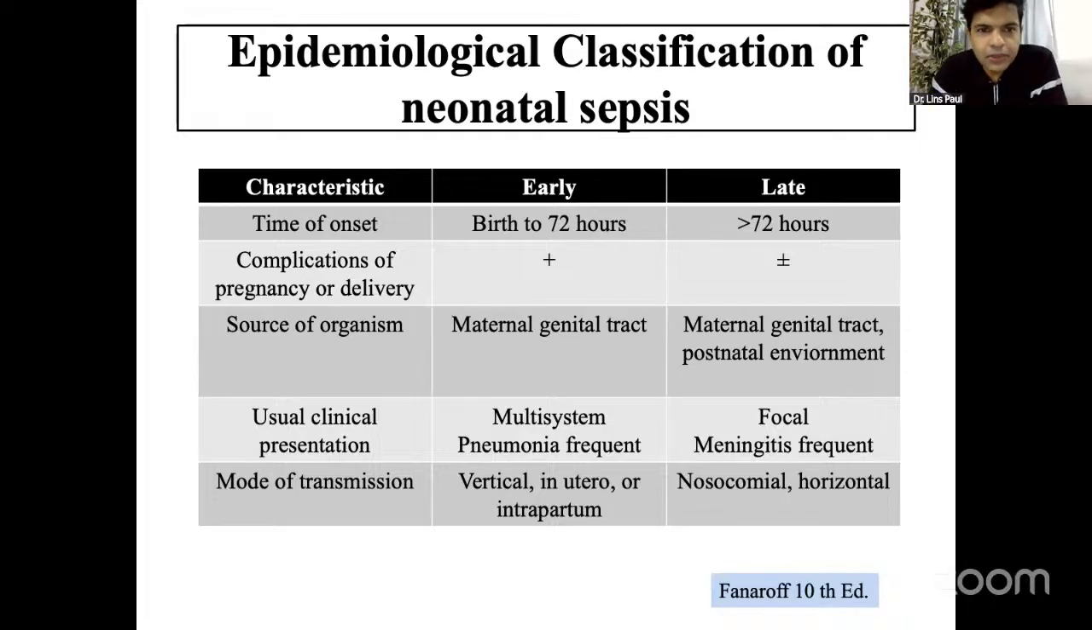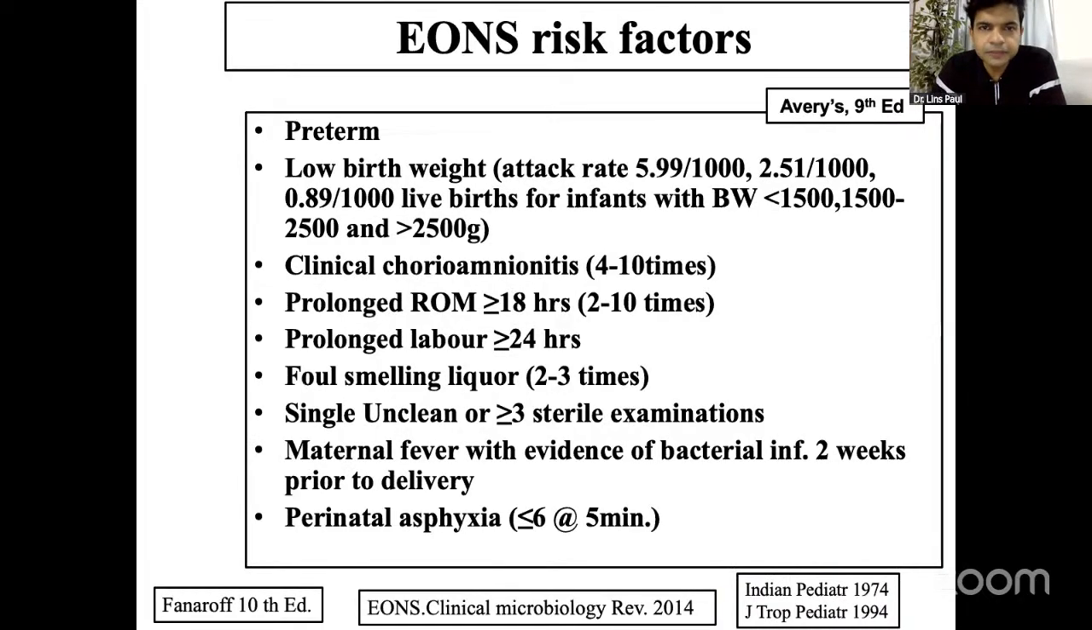As I have already told, the mode of transmission in early onset is vertical, in utero or intrapartum. In late onset, it is mostly nosocomial, that is hospital acquired or horizontal transmission. As I have said, we have divided sepsis epidemiologically into early onset and late onset, so we will classify the risk factors based on these two categories.